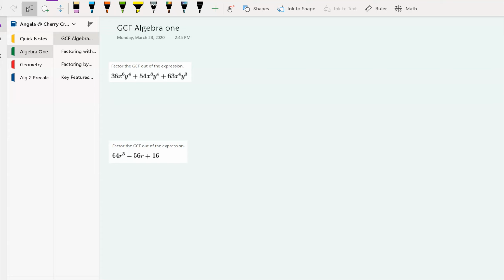Well, welcome, Algebra 1 students, and actually anybody else who would like to learn a little bit more about factoring. We're going to cover some greatest common factors. We're going to do a little factoring with an area model, factoring by grouping, and then touch on some key features of quadratics. So we're going to jump right in here, and this is for week 1 in algebra.